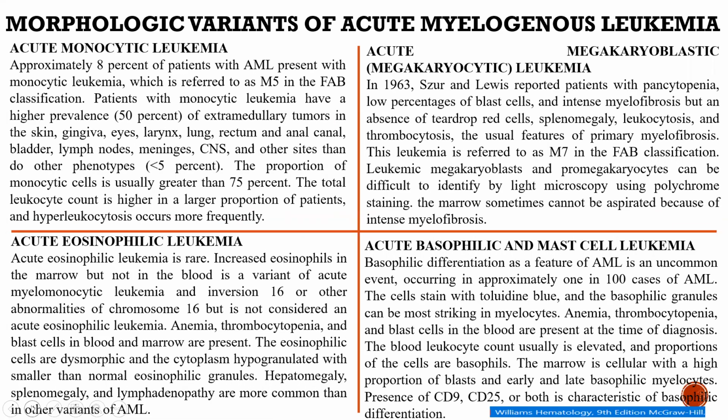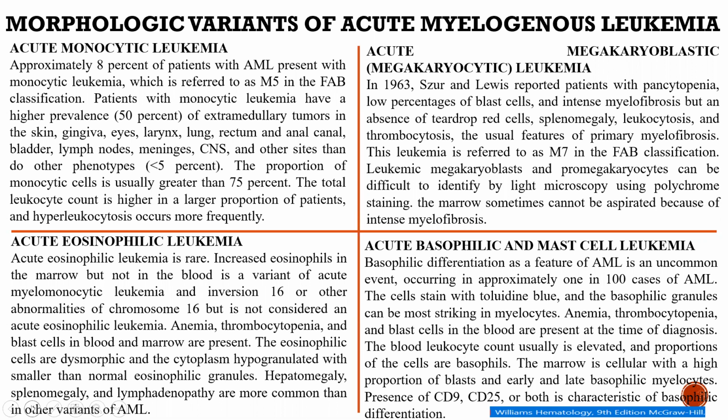Acute monocytic leukemia: approximately 8% of all patients present with this type of leukemia, referred to as type M5 by morphological classification. Patients with monocytic leukemia have a high prevalence of extramedullary tumors of the skin, gingiva, eyes, larynx, lung, rectum, anal canal, bladder, lymph nodes, meninges, central nervous system, and other sites, than do other phenotypes. The proportion of monocytic cells is greater than 75%. The total count is high in a large proportion of patients, and hyperleukocytosis occurs more frequently.